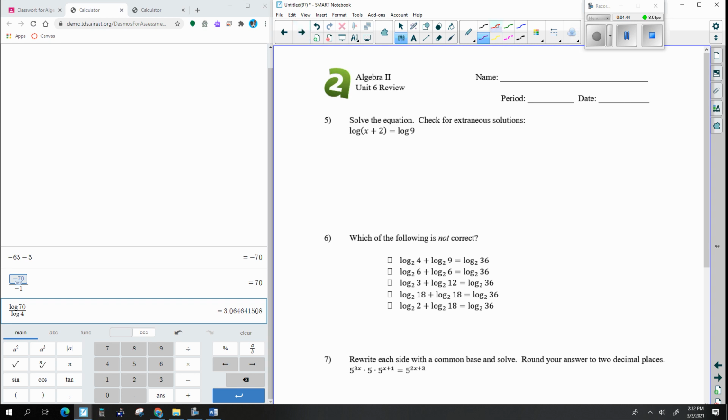Okay, here I have a singular log all in, so I go ahead and get rid of the logs. Subtract by 2. It's all good.